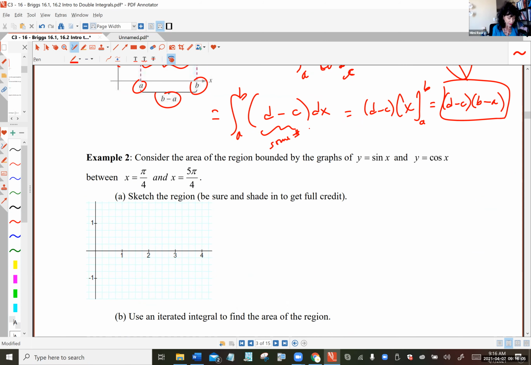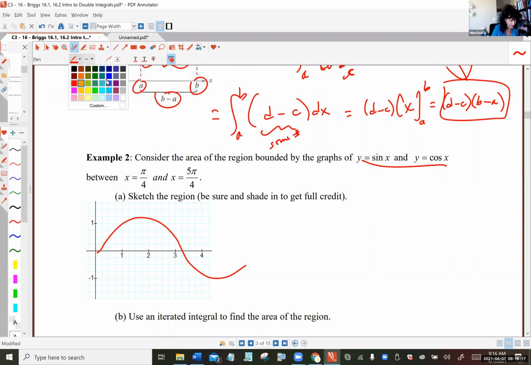Okay. This is a pretty easy problem because they're basically telling you to go find the area between sine of x and cosine of x. So there's sine of x. I'm trying to graph this as best I can here. It's a little bit tricky. It's going to look something like that. Okay, and they're telling you what the limits are. And it turns out it's right where these guys intersect, which is kind of nice.